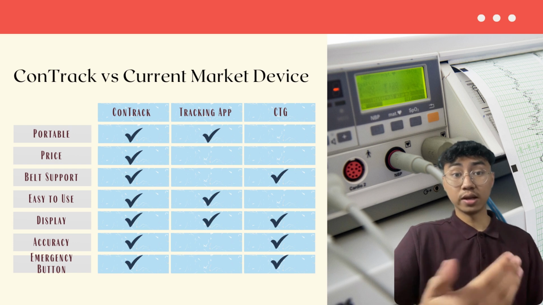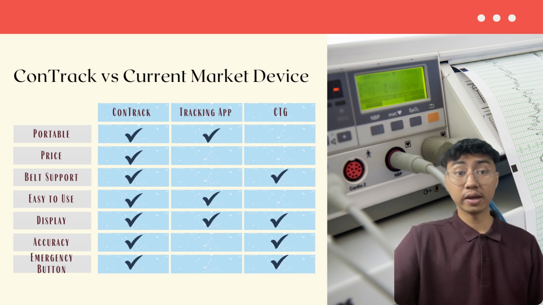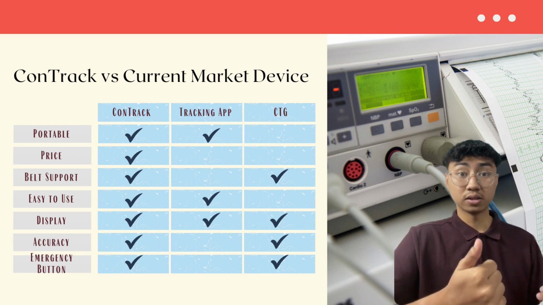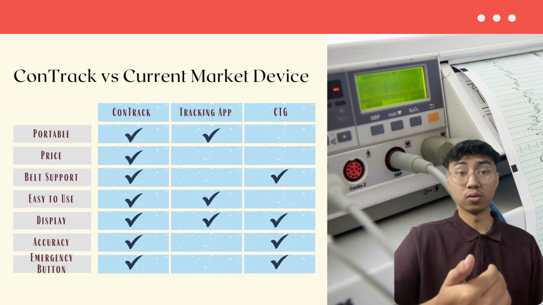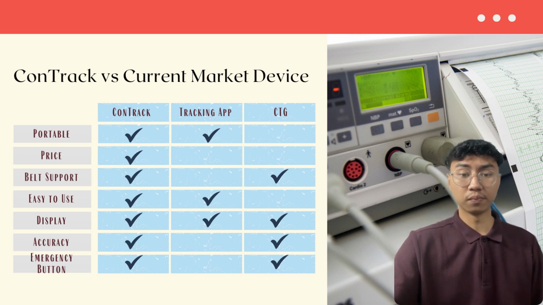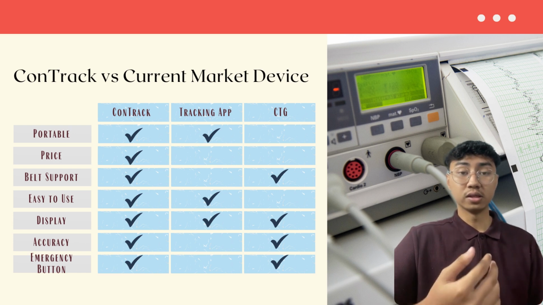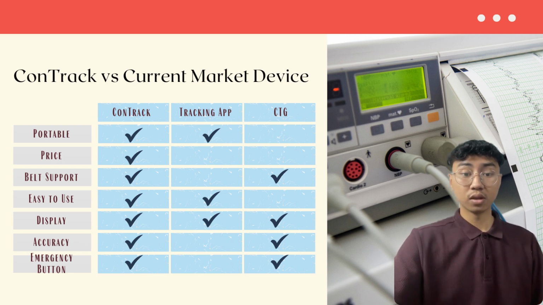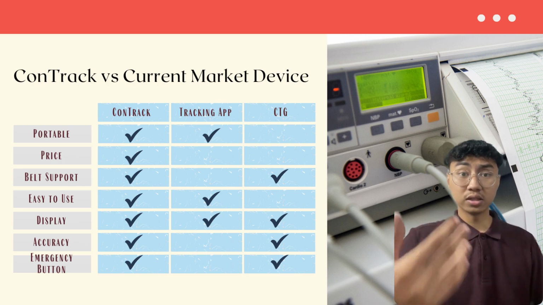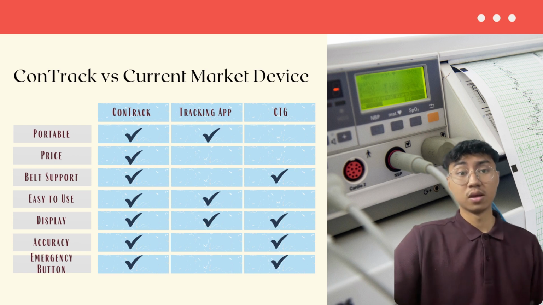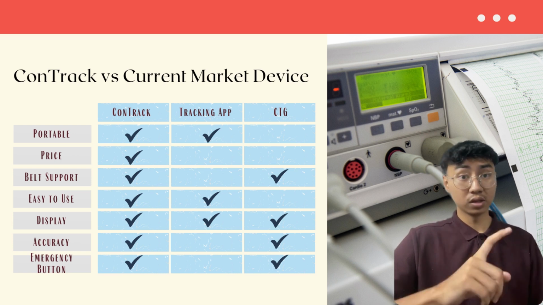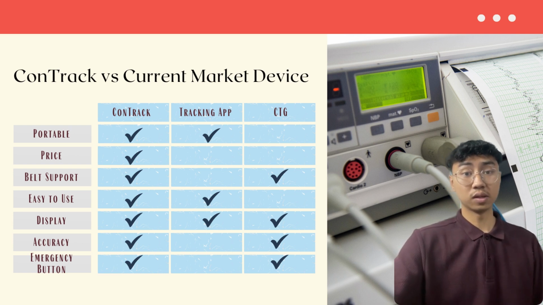There are a few things that we need to highlight. The first one is portability. ConTrack and tracking apps are highly portable, unlike the bulky CTG device. The price of our ConTrack is affordable if you want to keep one at home, so it will save your time, gas costs and so on. Next is the belt support. Our product also comes with a maternity support belt designed to enhance the comfort of pregnant women during use. The next one is ease of use. Our ConTrack is user friendly, while CTG devices often require professional assistance. Next are the display, the accuracy, and the last one is the emergency button.